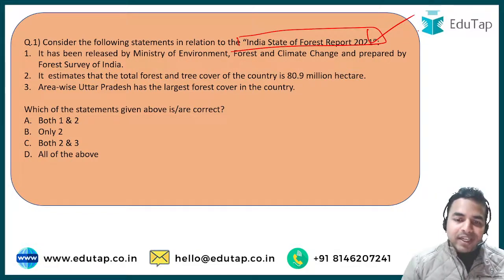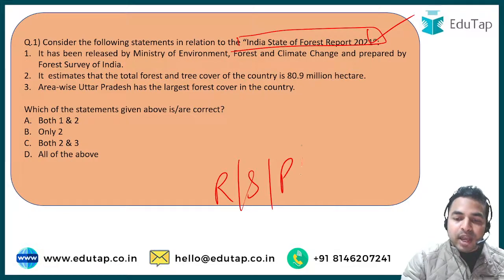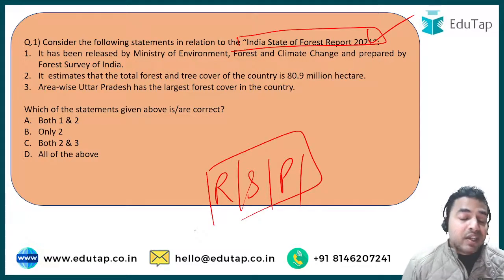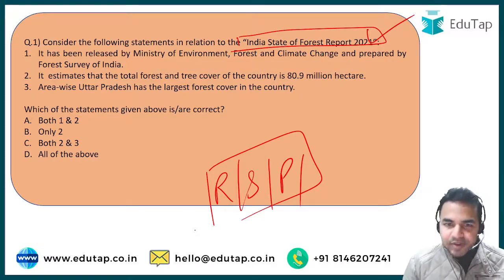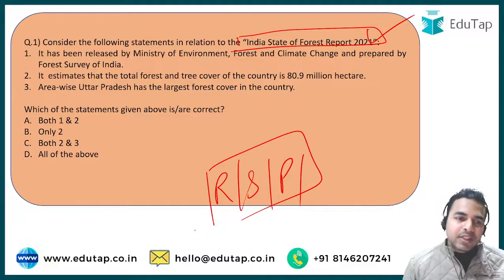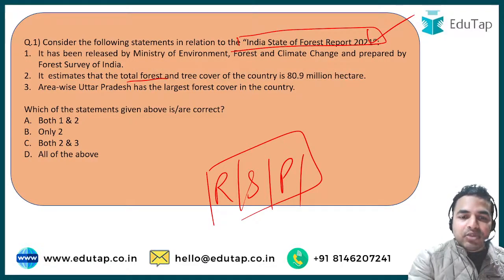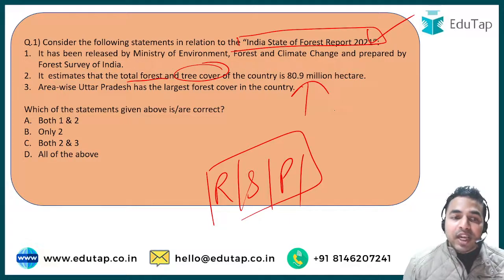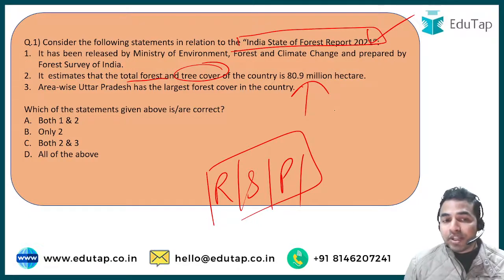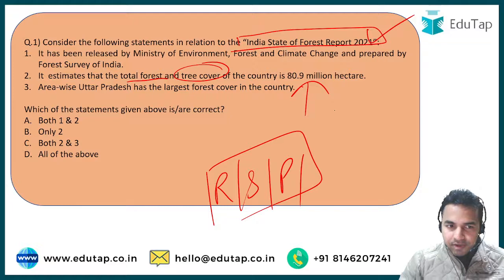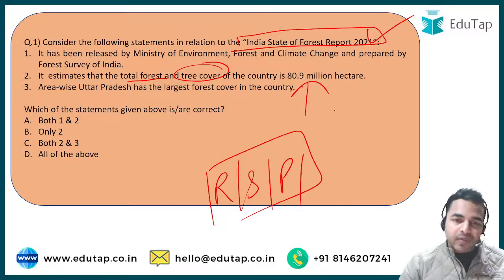See, we always tell you that these reports, schemes, programs are really very important from the exam point of view, and especially those which are being released by the government. And when we talk about the India State of the Forest Report 2021, the very first statement says that it has been released by the Ministry of Environment, Forest and Climate Change, and it has been prepared by the Forest Survey of India. The second statement says that it estimates the total forest and tree cover of the country is 80.9 million hectare. And the third statement says that area wise Uttar Pradesh has the largest forest cover in the country.